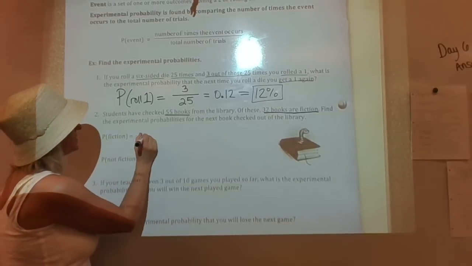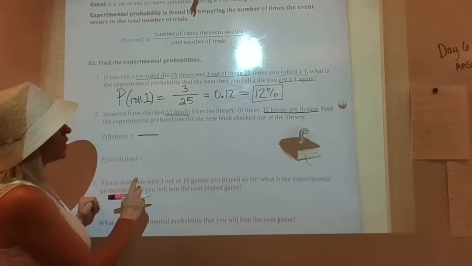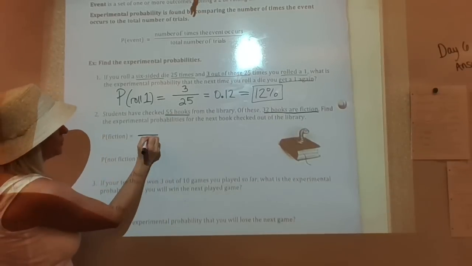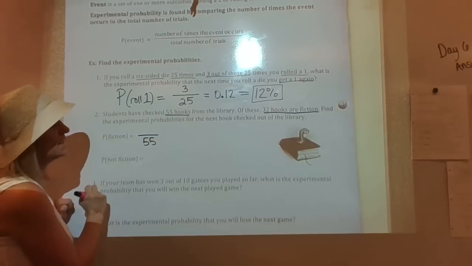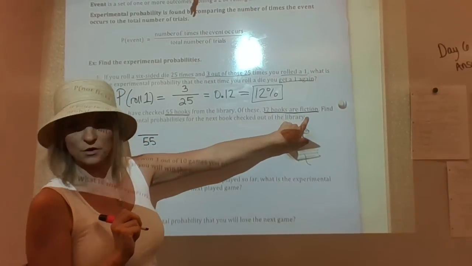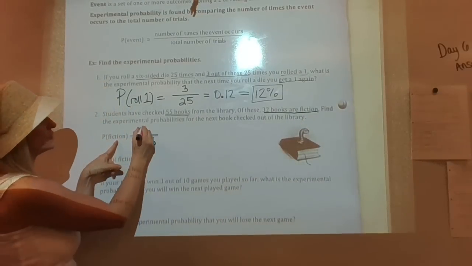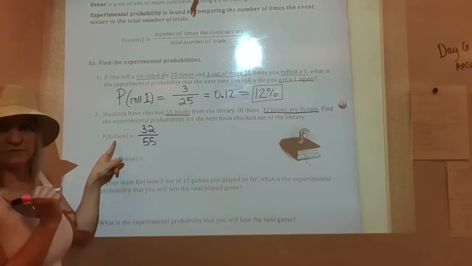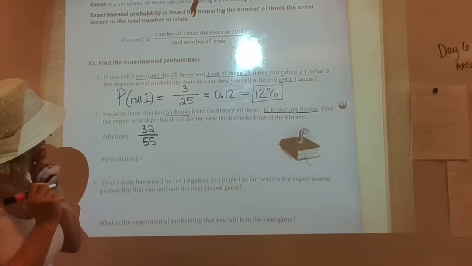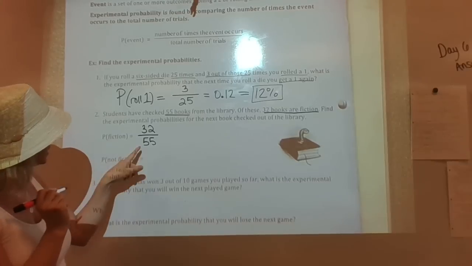All right, so first the chance that it's fiction. Well, we know out of these numbers, the 55 is the total, so total always goes on the bottom. And then the 32 is the books that are fiction, so that is what I'm looking for. So I would put 32 out of 55. All right, and then let's see, would that reduce?